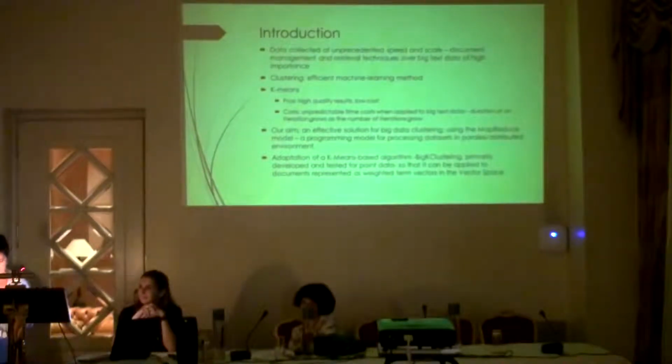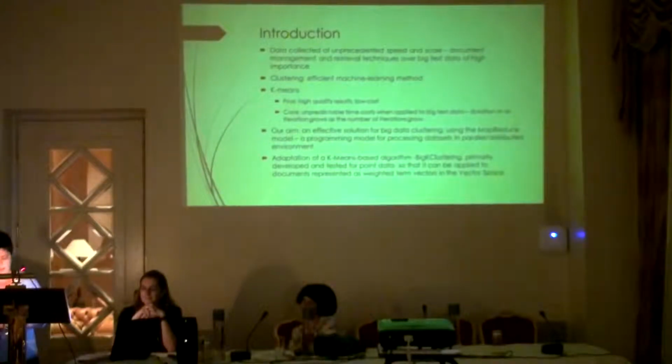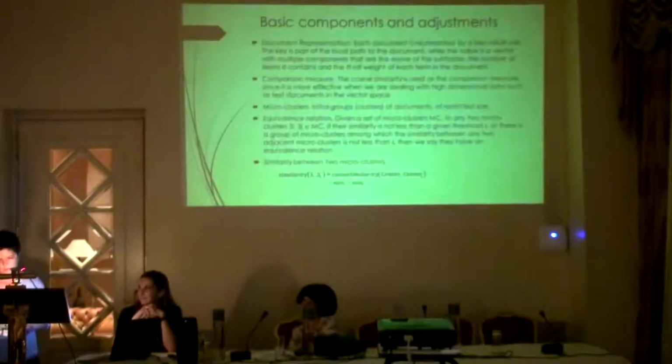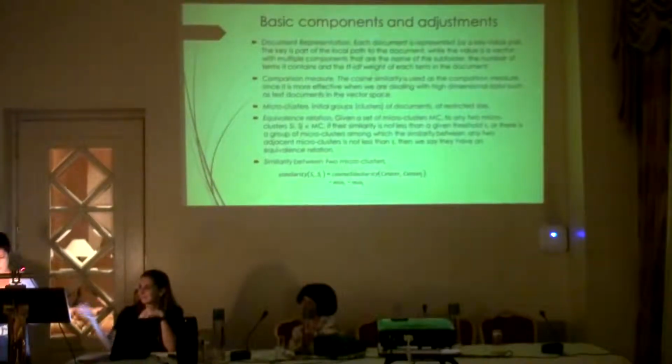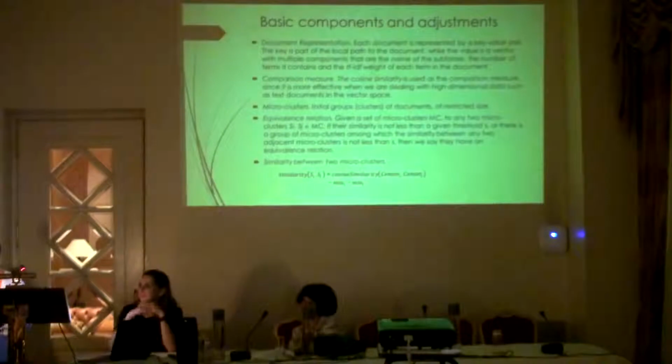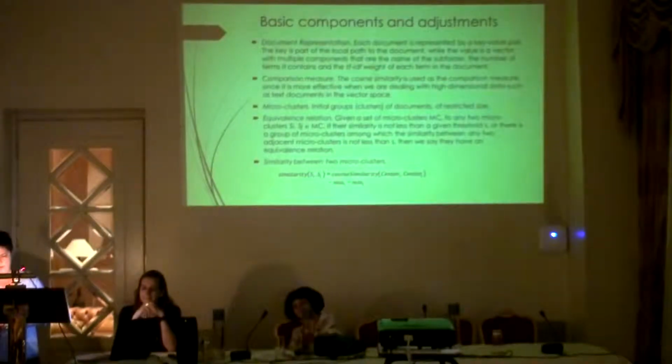Towards an effective solution for big text data clustering, we adapted a K-means-based algorithm known as Big-K clustering, primarily developed and tested for big point data, so that it can be applied to documents represented as weighted vectors using MapReduce. We represented each document as a key-value pair, where the key is the name of the file and the value is a vector with multiple components, the main being the TF-IDF weight of each term in the document.